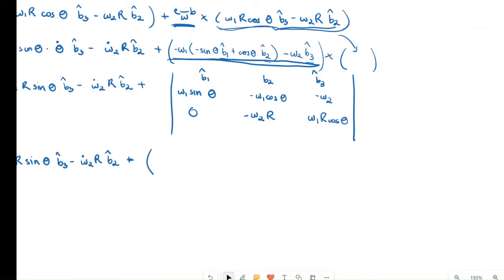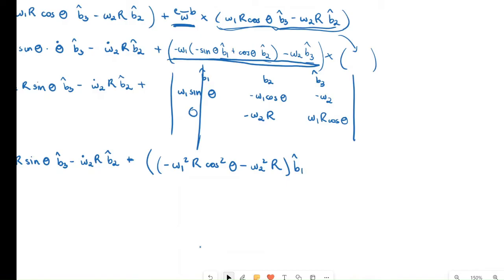Okay, in the b1 hat direction, I would cross out this column and then take the cross product between these two. So that would give me negative omega 1 squared r cosine squared theta, and then minus negative omega 2 r times negative omega 2, which is just minus omega 2 squared r. And then that's just in the b1 hat direction.